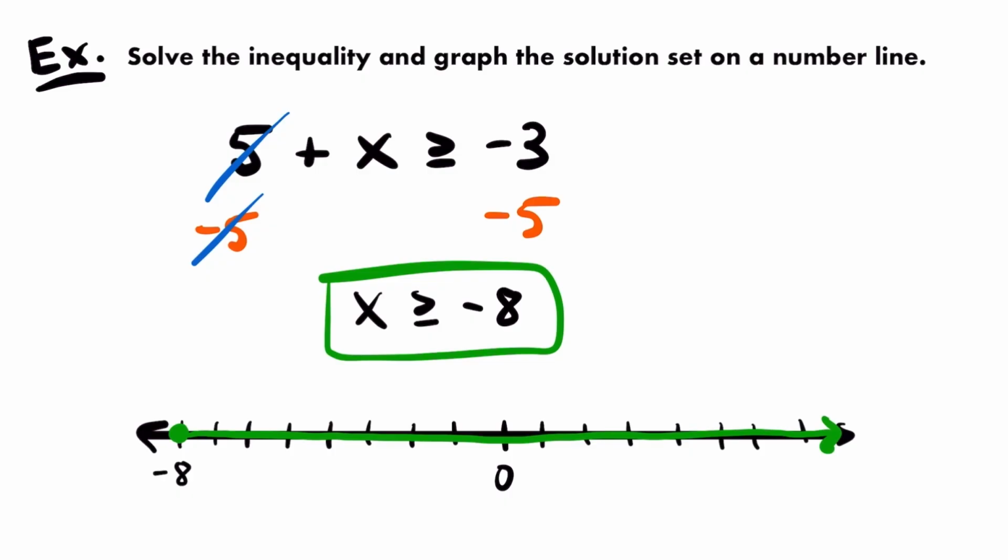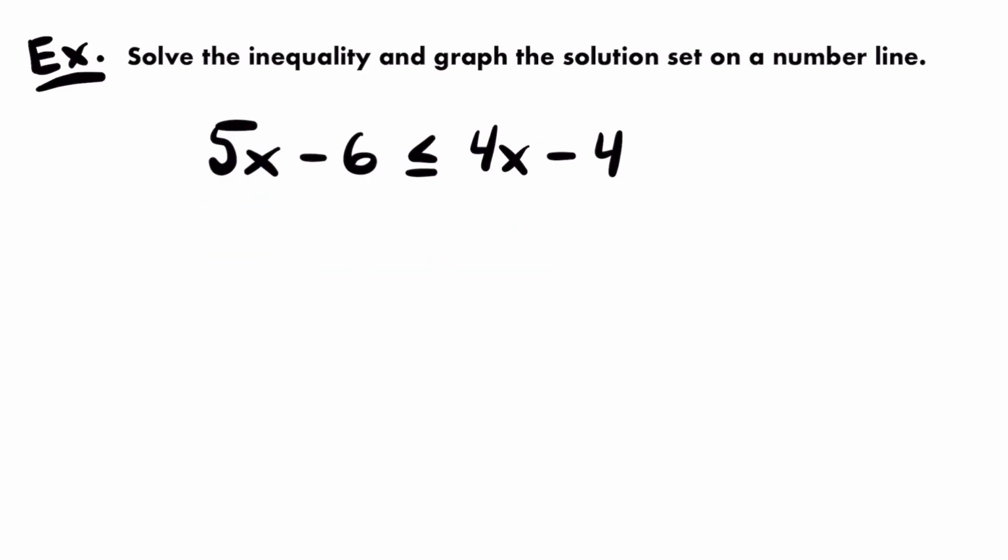Okay, let's take a look at one more example for this video. For our last example, we want to solve the inequality and graph the solution set on a number line, and we've been given the inequality 5x minus 6 is less than or equal to 4x minus 4.